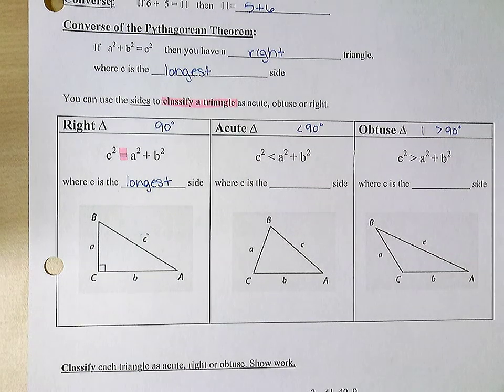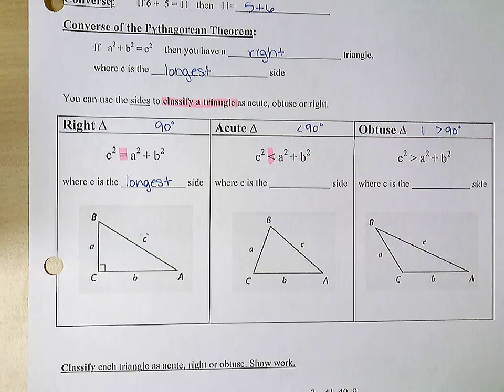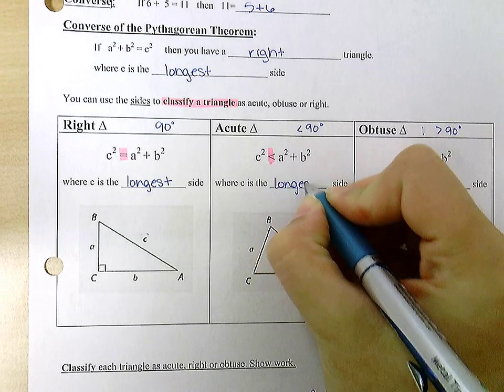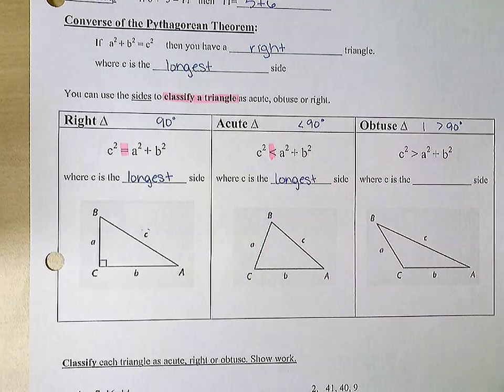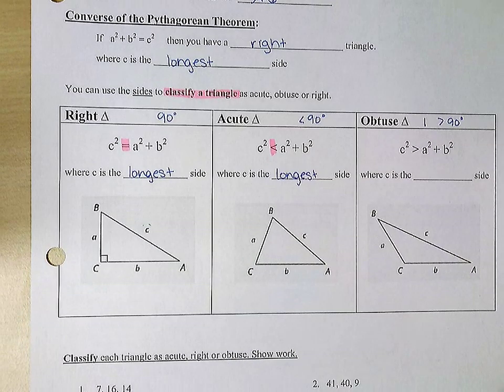In an acute triangle, that c squared value is going to be less than that a squared plus b squared value. Okay, so that side squared will be less than the other 2 squared and added together. Again, where c is the longest side. Okay, and you can see all my angles here are acute. Okay, they're less than 90.